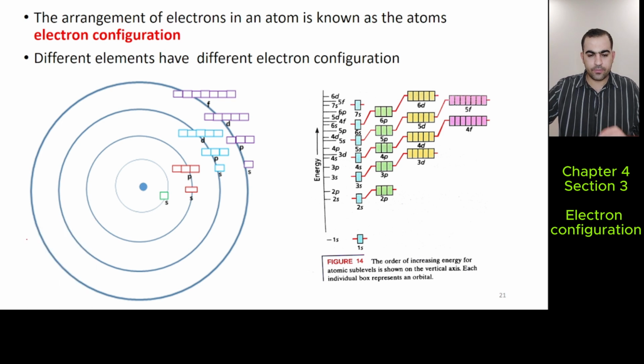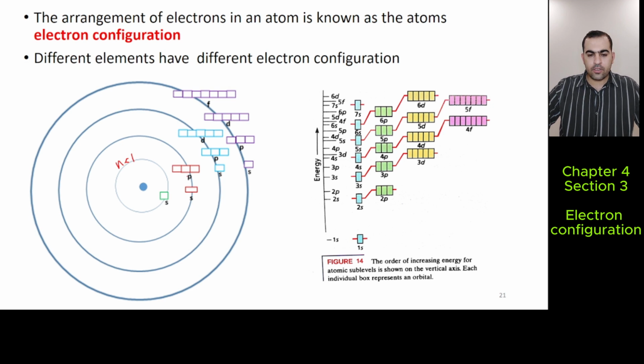As you remember, we have energy levels. This is n equals 1, right? Means first energy level. N equals 2, n equals 3, n equals 4 means fourth energy level. We said in the first energy level we have only the s sublevel. The s sublevel has only one orbital, right?